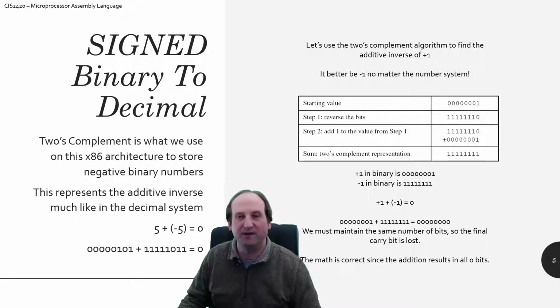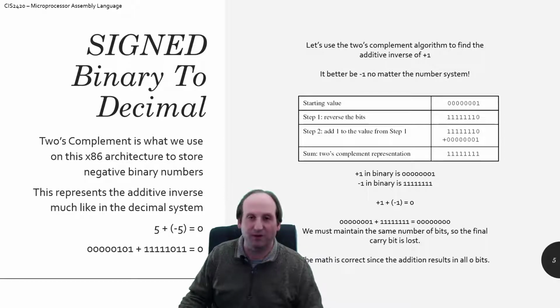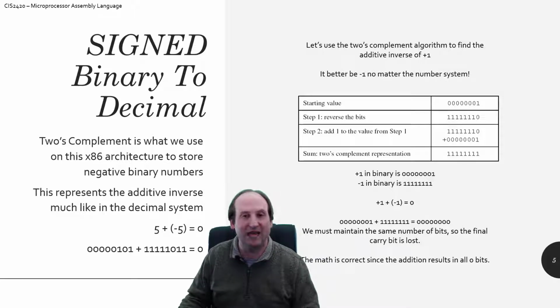Always the same. So take my starting value, my 1, and then all you do is you take all of the bits inside of there and you flip them. You basically do the NOT operation on them. All the zeros become 1s, all the 1s become 0s, so that becomes 11111110. And now I take that result and I just add 1 to it. And then my end result of all of that is 11111111.